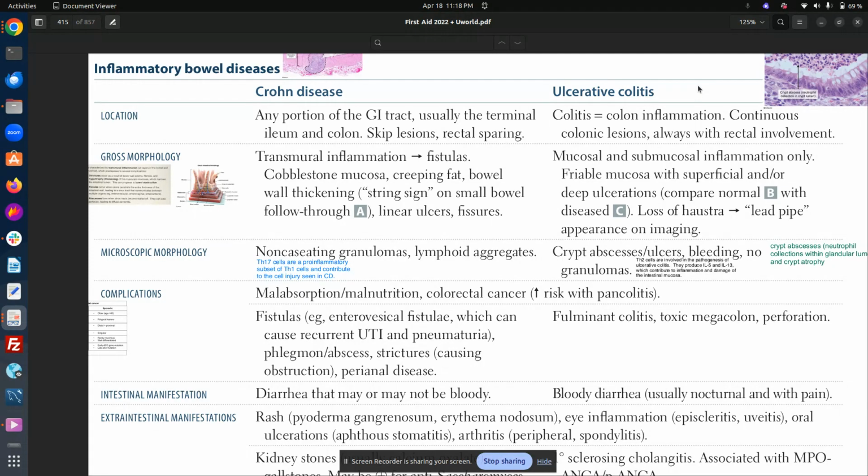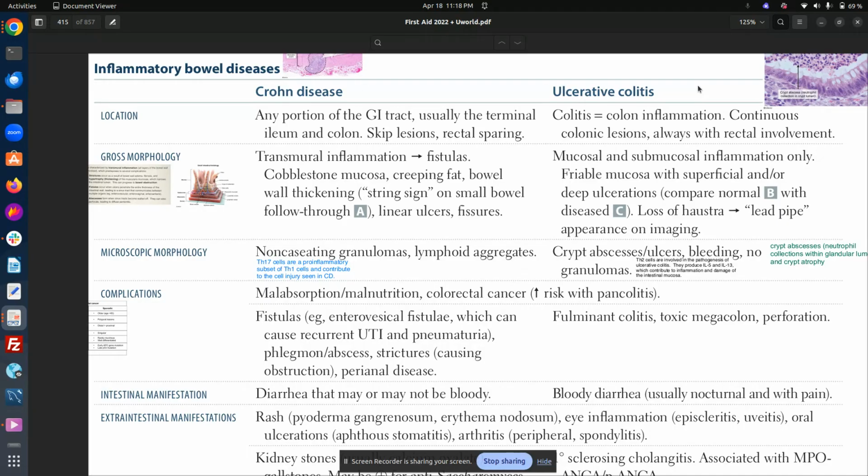Now let's talk about microscopic morphology. There will be crypt abscesses, ulcers, bleeding, and no granulomas. Granulomas are not seen in UC. Again, the complications of UC are malabsorption, malnutrition, and colorectal cancer. But the complications different from Crohn's disease, which we see in ulcerative colitis, are fulminant colitis and toxic megacolon.